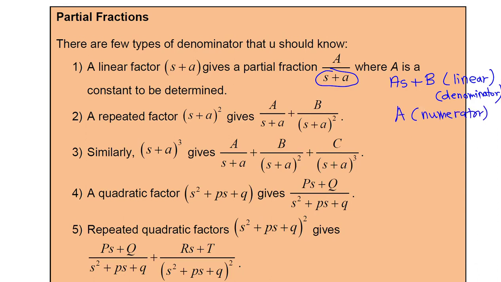The second one is a repeated factor. For the denominator, (s plus a) squared. If the function has a repeated factor, what you have to do is A over (s plus a) plus B over (s plus a) squared. I will share with you how to get the number 2.